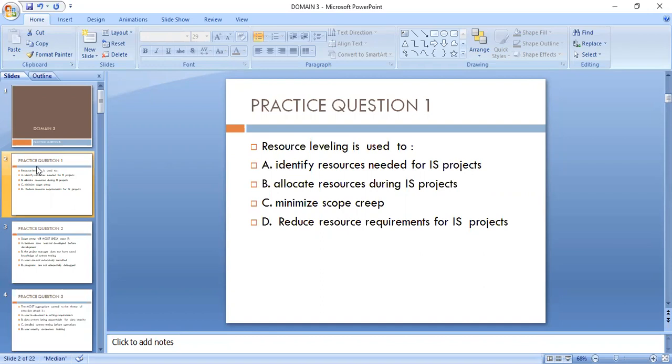So the answer is B, allocating resources during IS projects. Okay, it doesn't have anything to do with scope creep. And before you can use resource leveling, that means you have identified resources to be limited. So the best answer is B, allocate resources during IS projects.